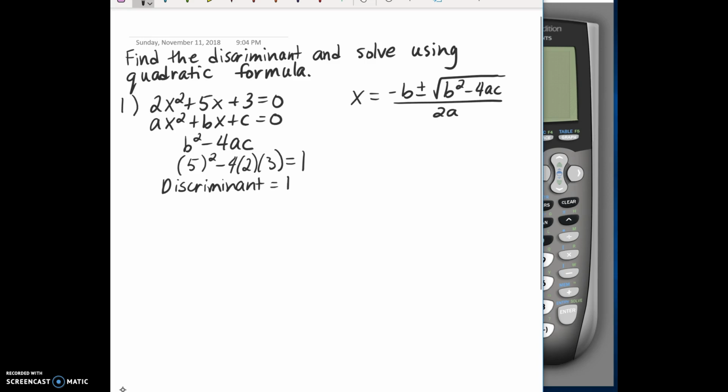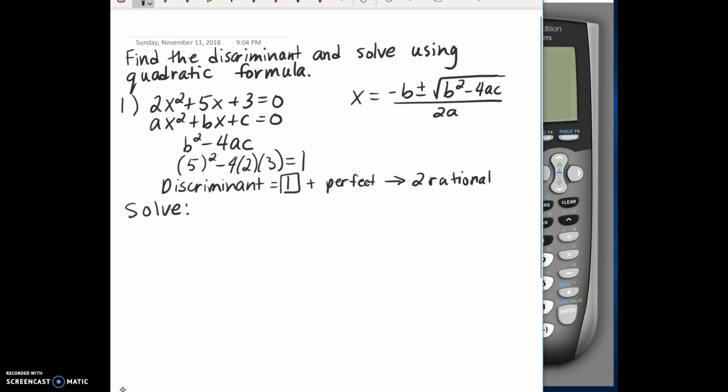One is a perfect square. So positive perfect square means 2 rational solutions. So we will approach different types of solving methods based off of that discriminant.